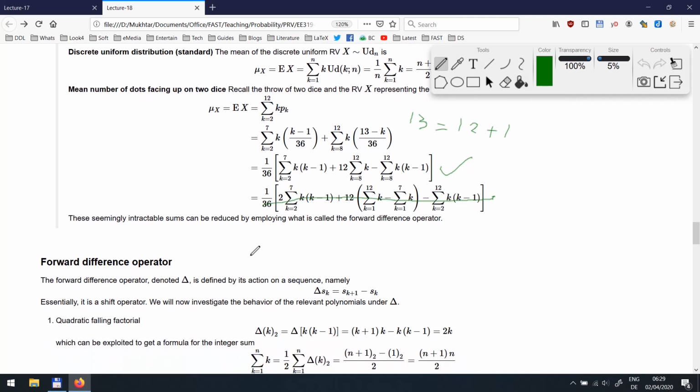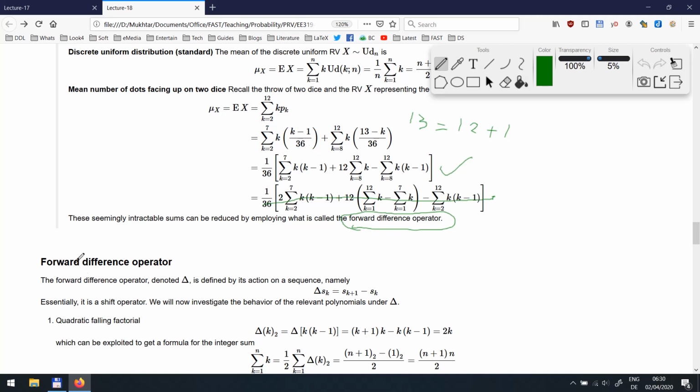So let us stop here and introduce something which will help us deal with these difficult summations, and that is called the forward difference operator. It is very simple, similar to a derivative. A derivative is also an operator. It's called the differentiation operator. And now we are dealing with the difference operator because we are dealing with discrete quantities.